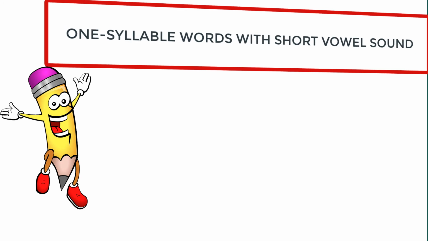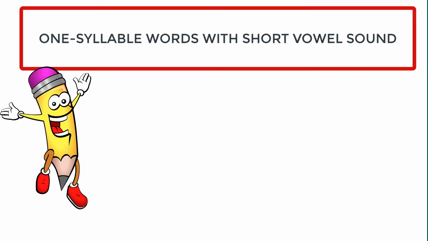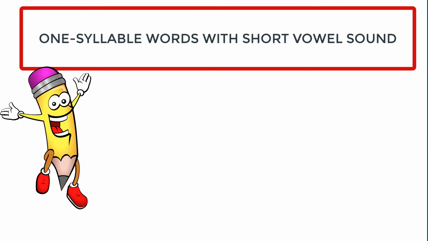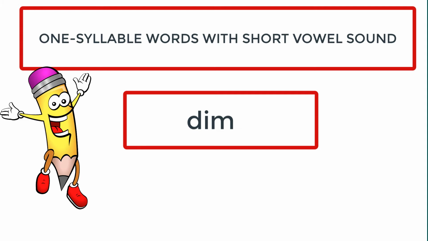Let's go on to one-syllable words that have a short vowel sound. Let's look at this word, dim. The word dim has a short vowel sound. The vowel sound in dim is a short I sound. Therefore, when we add the er suffix to make the comparative, or the est suffix to make the superlative, we must double the consonant. And now we have dimmer and dimmest.